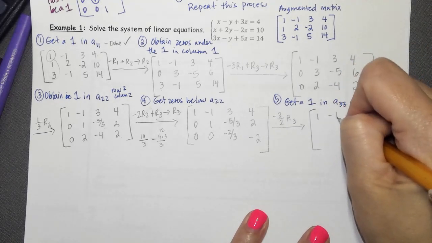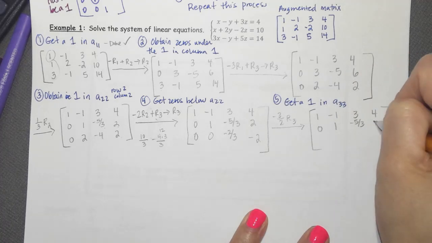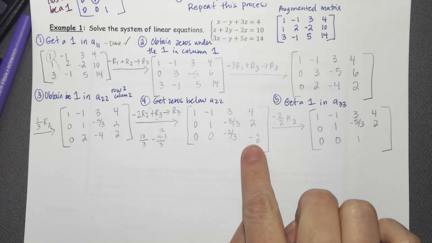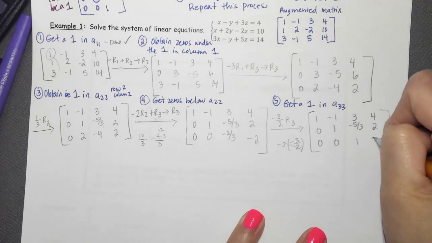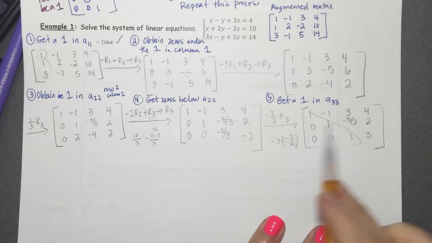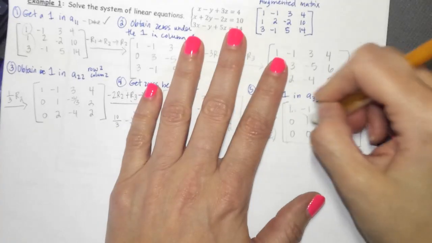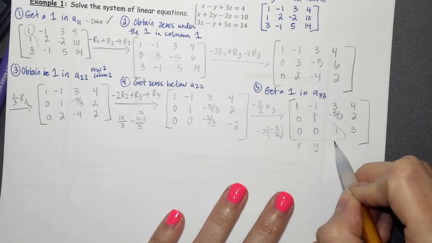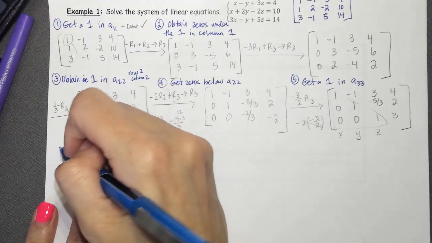Okay, so 1, -1, 3, 4, 0, 1, -5/3, 2, and then 0, 0. This is going to be a 1. -2 times -3 over 2. These are going to cancel. Negative times a negative is a positive 3. Okay, so now you have this triangular system here. I'm just going to erase it. You don't have to write the triangle on it. I just wanted you to see it. So these are your x coefficients, your y, and your z. Now we have a triangular system, so we're going to use back substitution.